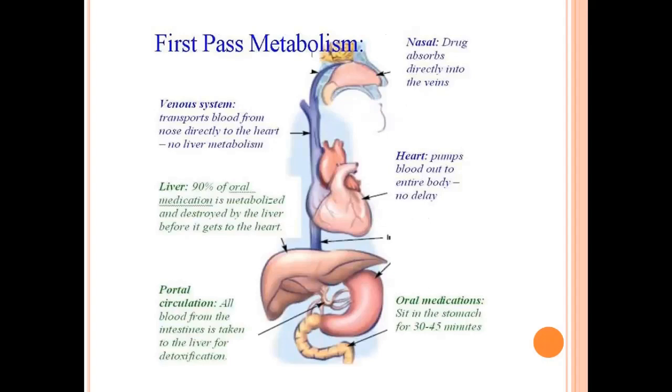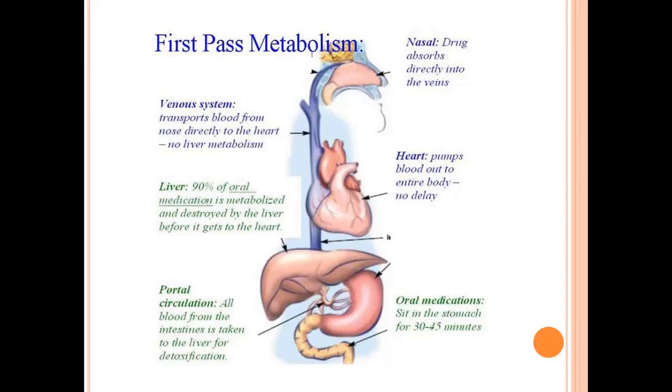So when the drug comes into the liver, you can see that 90% of oral medication is metabolized and destroyed by the liver before it goes into the circulation. Okay, and in the portal circulation, all the blood from the intestines is taken to the liver for detoxification. In the case of oral medications, it will be in the stomach for at least 30 to 45 minutes, whereas in nasal, the drugs are absorbed directly into the veins. Okay, so this is about the first pass metabolism.